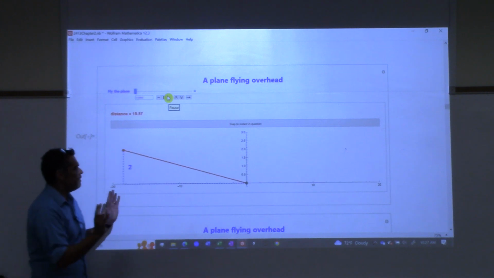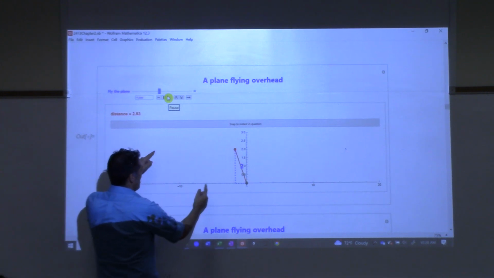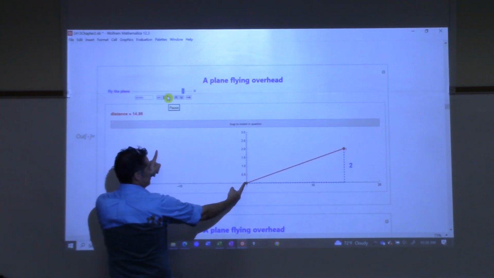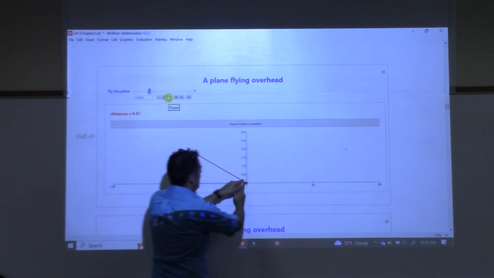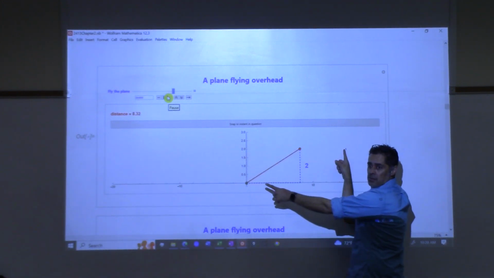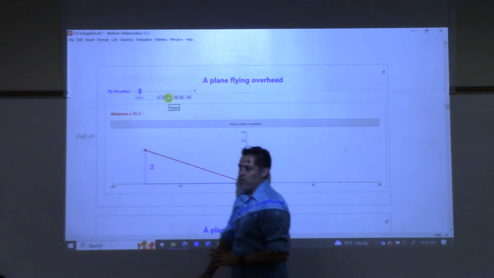We can look at this 2 different ways. There's one point in time where it's 6 miles this way, right? And there's another point in time where it's 6 miles this way. It doesn't matter which one you look at.